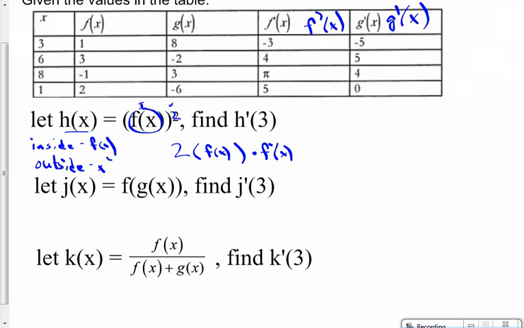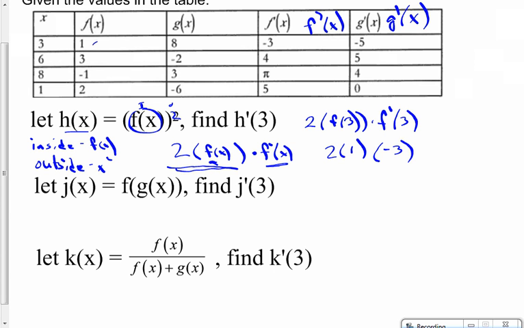All right. So we do the derivative of the outside leaving the inside the same. We're eating the candy shell of the Tootsie Pop while we leave the Tootsie Roll center, f of x, the same. And then we change the Tootsie Roll center. That's the f prime of x part. So if we want h prime of 3, it's going to be 2 times f of 3 times f prime of 3, and 2 times f of 3 based on our table. F of 3 is 1, so this is 2 times 1. F prime of 3 is negative 3, so we end up with negative 6 here. Is that okay? Okay.